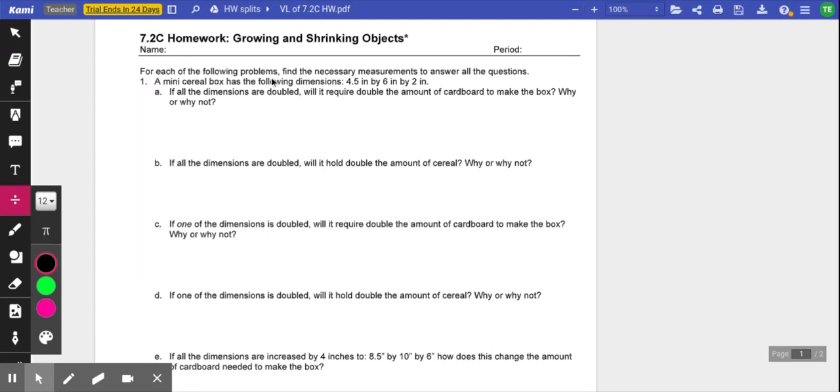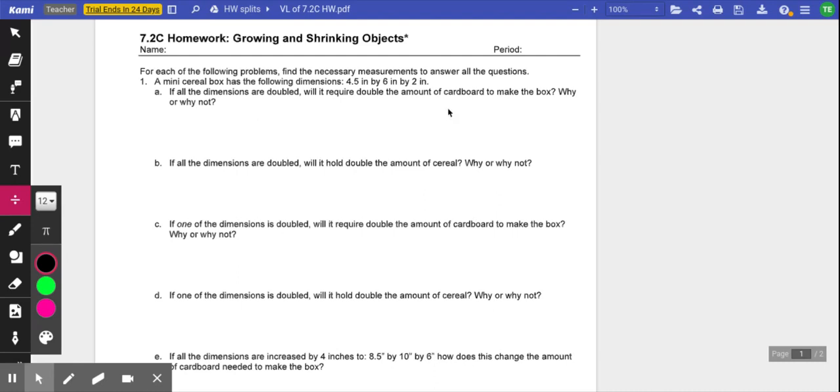For each of the following problems, find the necessary measurement to answer all the questions. A mini cereal box has the following dimensions: 4.5 inches by 6 inches by 2 inches. A, if all dimensions were doubled, will it require double the amount of cardboard to make the box? So I have to think, if I'm doubling the dimensions, that's talking about scale factor. But if I'm doubling the amount of cardboard, that's talking about area. So we think back to what we learned before.